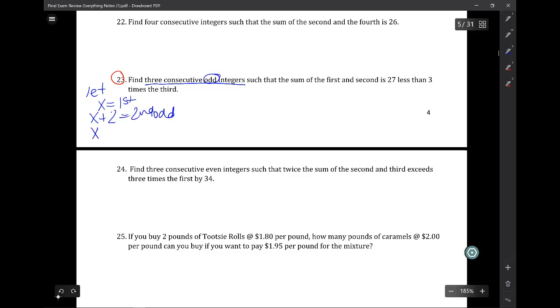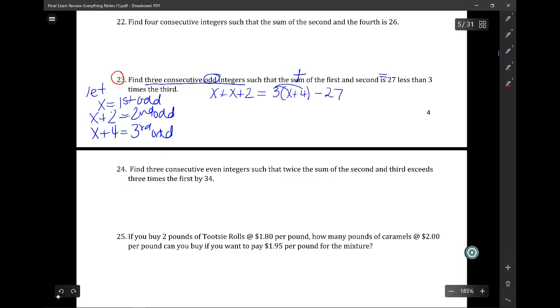So second odd, and then I add 4 to get to my third odd integer. I apologize for how bad my handwriting is. Such that the sum, so sum means to add the first and the second. The sum of the first integer, which is x, plus the second integer, which is x plus 2, equals 27 less than 3 times the third. 27 less than 3 times the third means I have to do 3 times the third and then take 27 away from it.